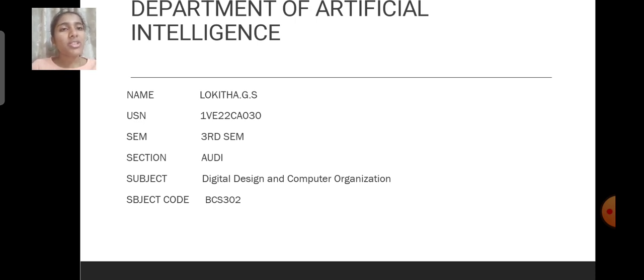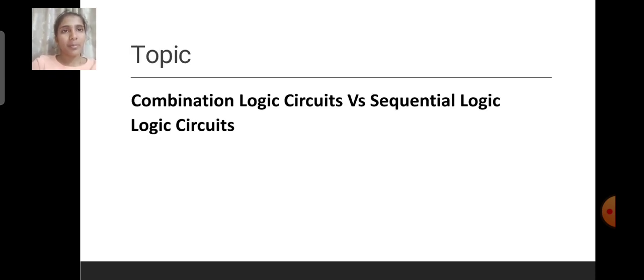Today's subject, which I am going to present, is Digital Design and Computer Organization. The subject code is BCS302. The topic I am going to cover from the subject DD and CO is combinational logic circuits versus sequential logic circuits.